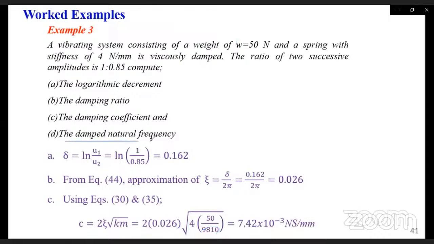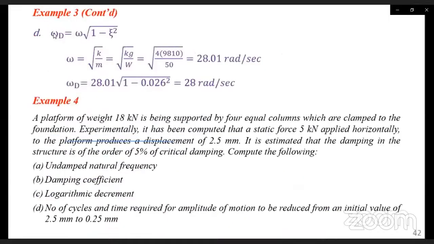The last one is what is the damped natural frequency. The damped natural frequency, omega d, we said is omega times the root of 1 minus xi squared. And this is very simple, we just need to substitute that. And as you can see from the calculated values, the undamped and damped frequency are very close to one another because the damping ratio was small.